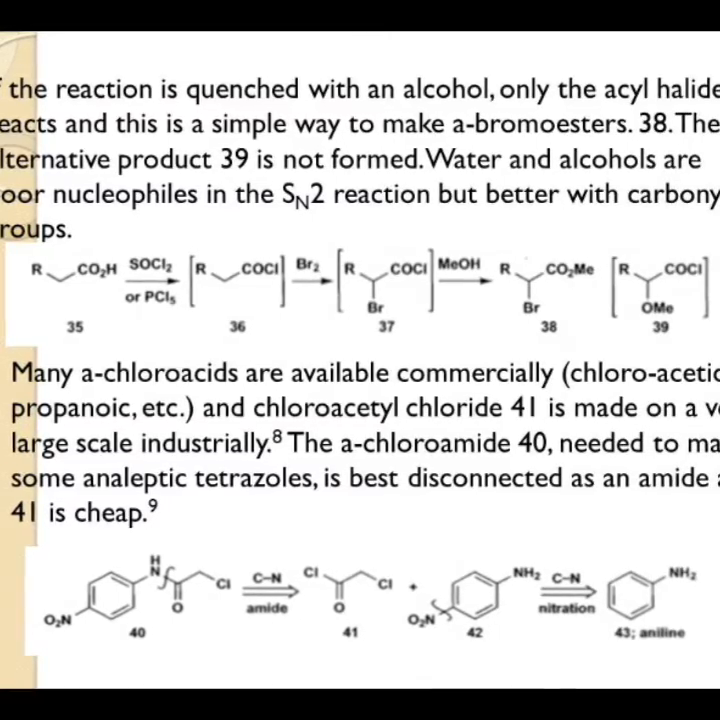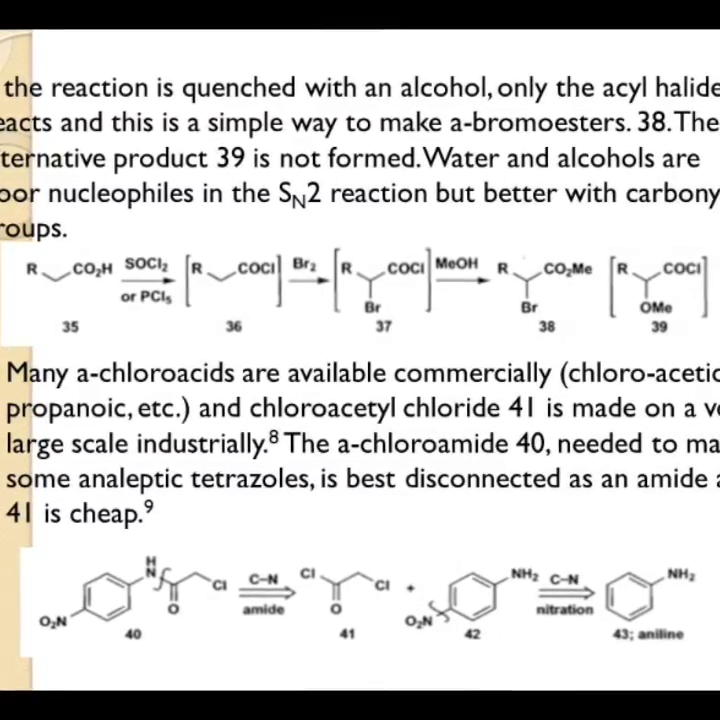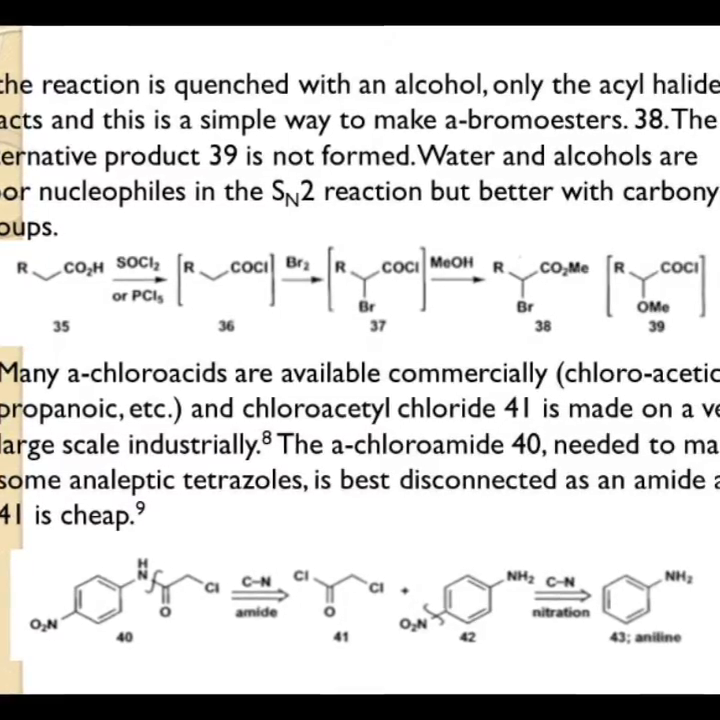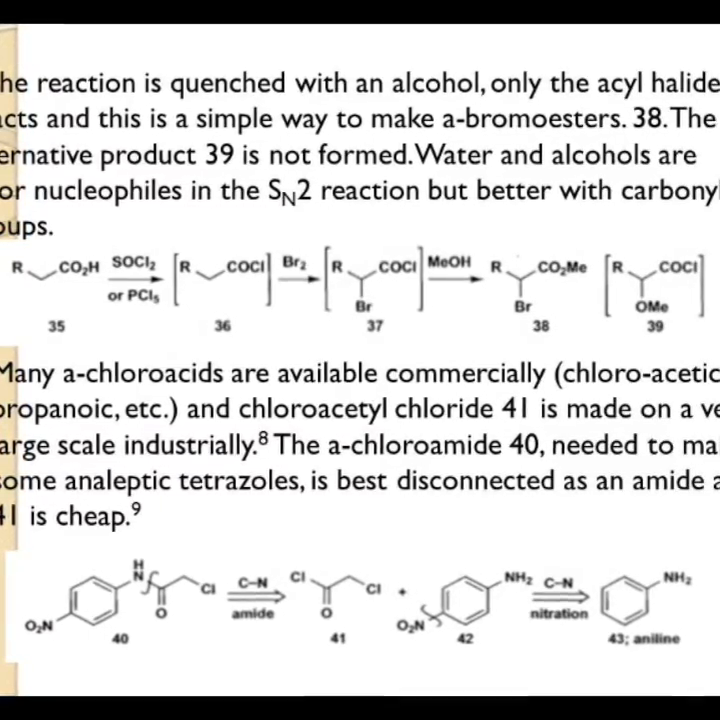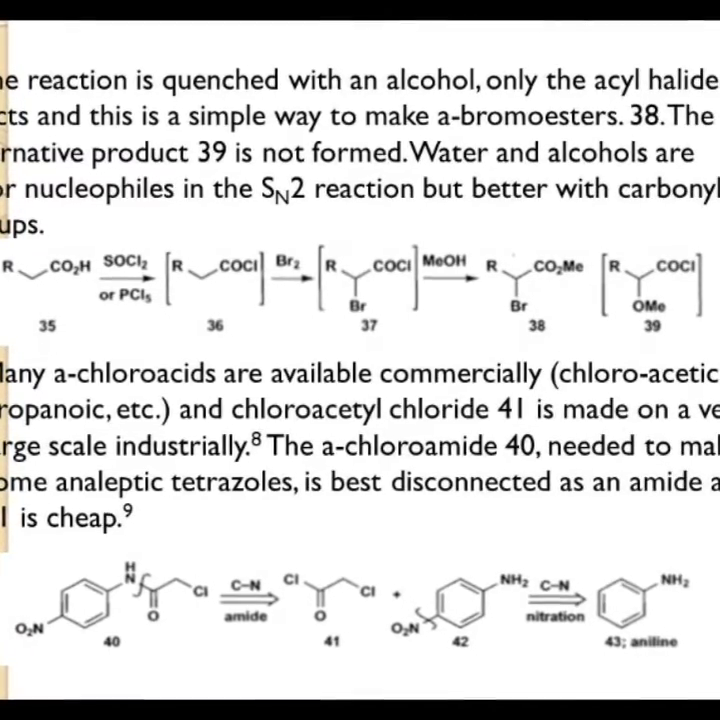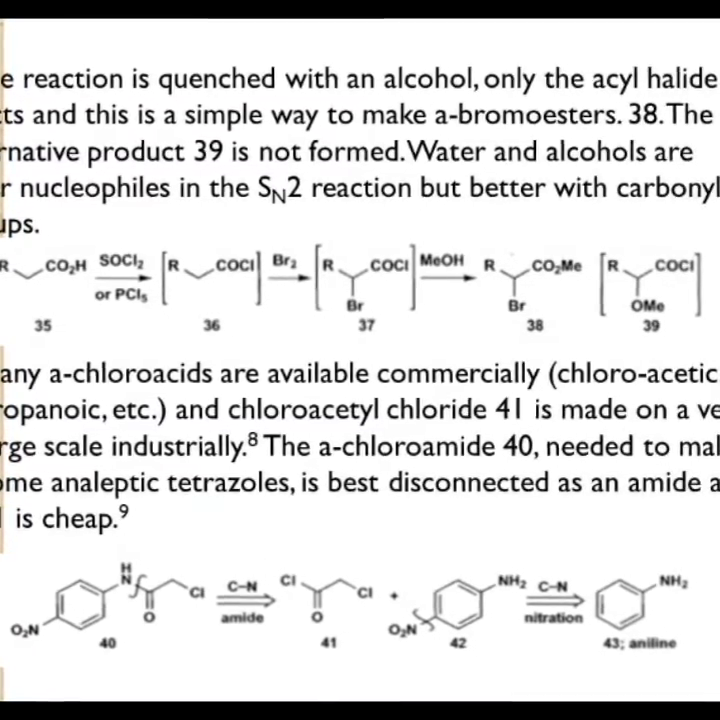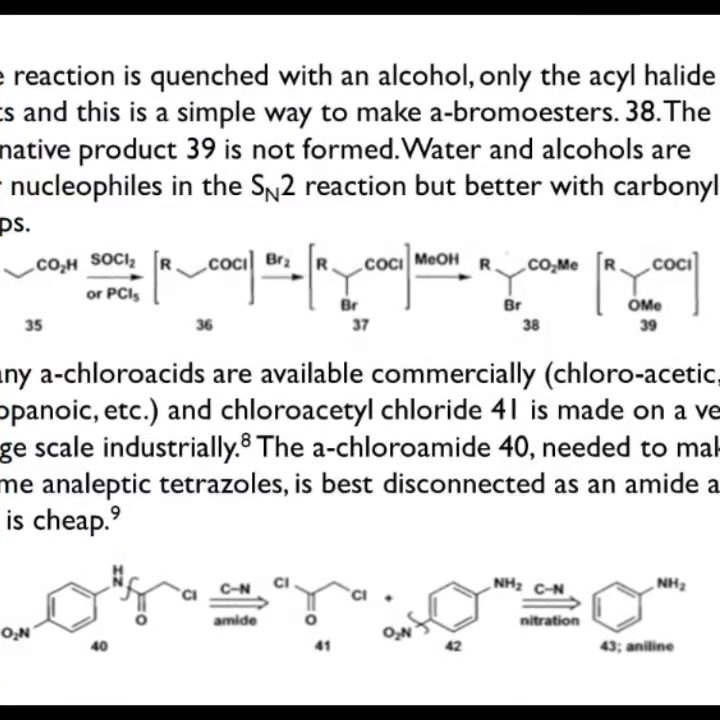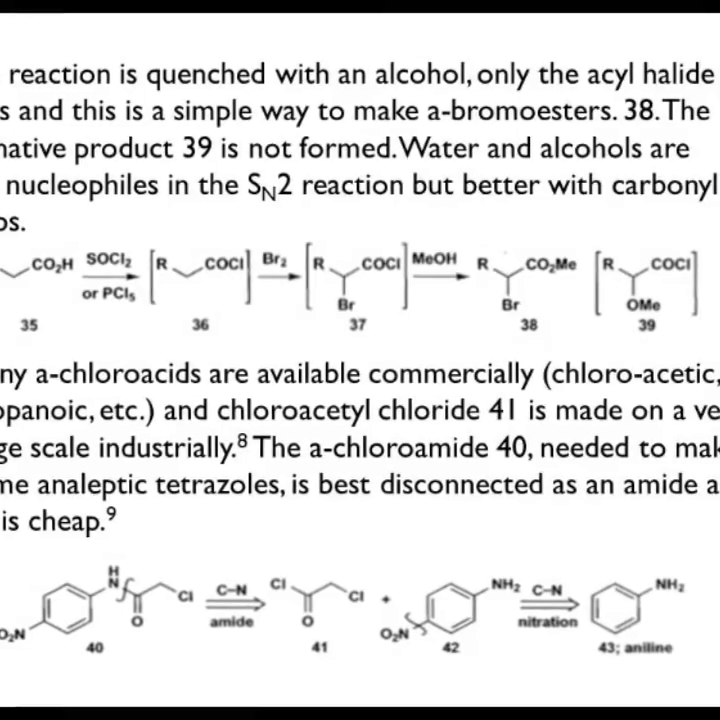Many chloroacids are available commercially: chloroacetic, chloropropanoic, etc. And chloroacetyl chloride 41 is made on a very large scale industrially. Point 8. The chloroamide 40, needed to make some analeptic tetrazoles, is best disconnected as an amide as 41 is cheap.